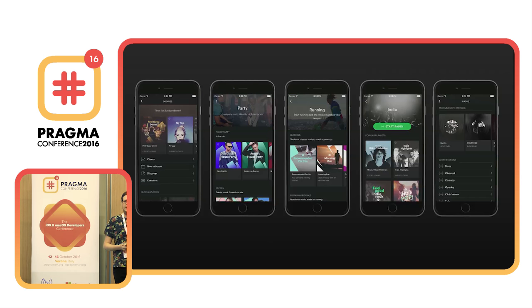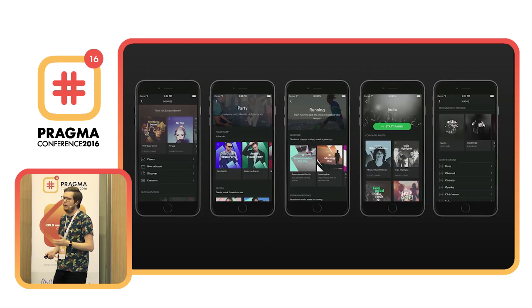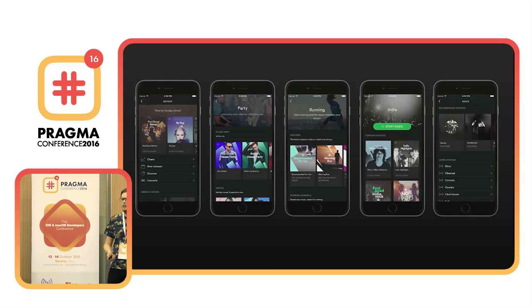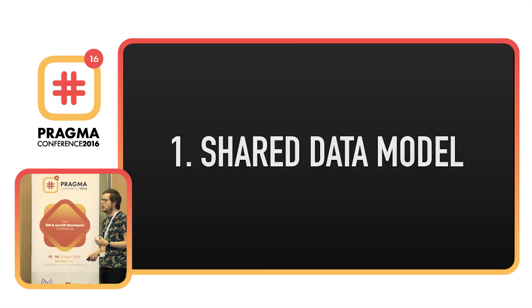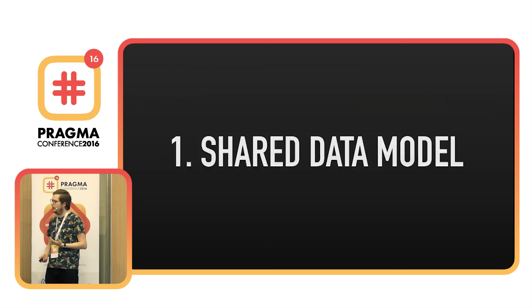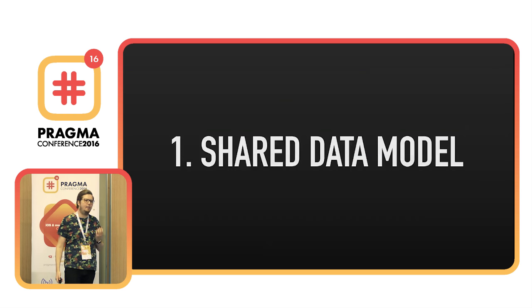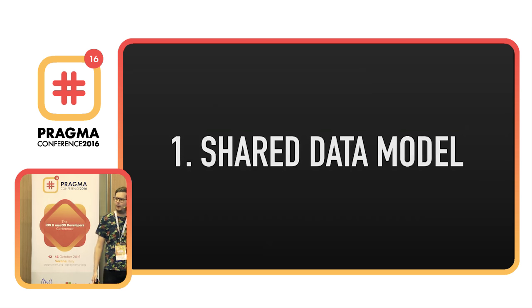So the first thing that we needed to do was, so in these UIs, we have a lot of different models. We have a lot of different ways of expressing an entity. We can have playlists, albums, artists, etc. So what we needed to do first, #1, was to create a shared data model that the backend can use to communicate to the client.